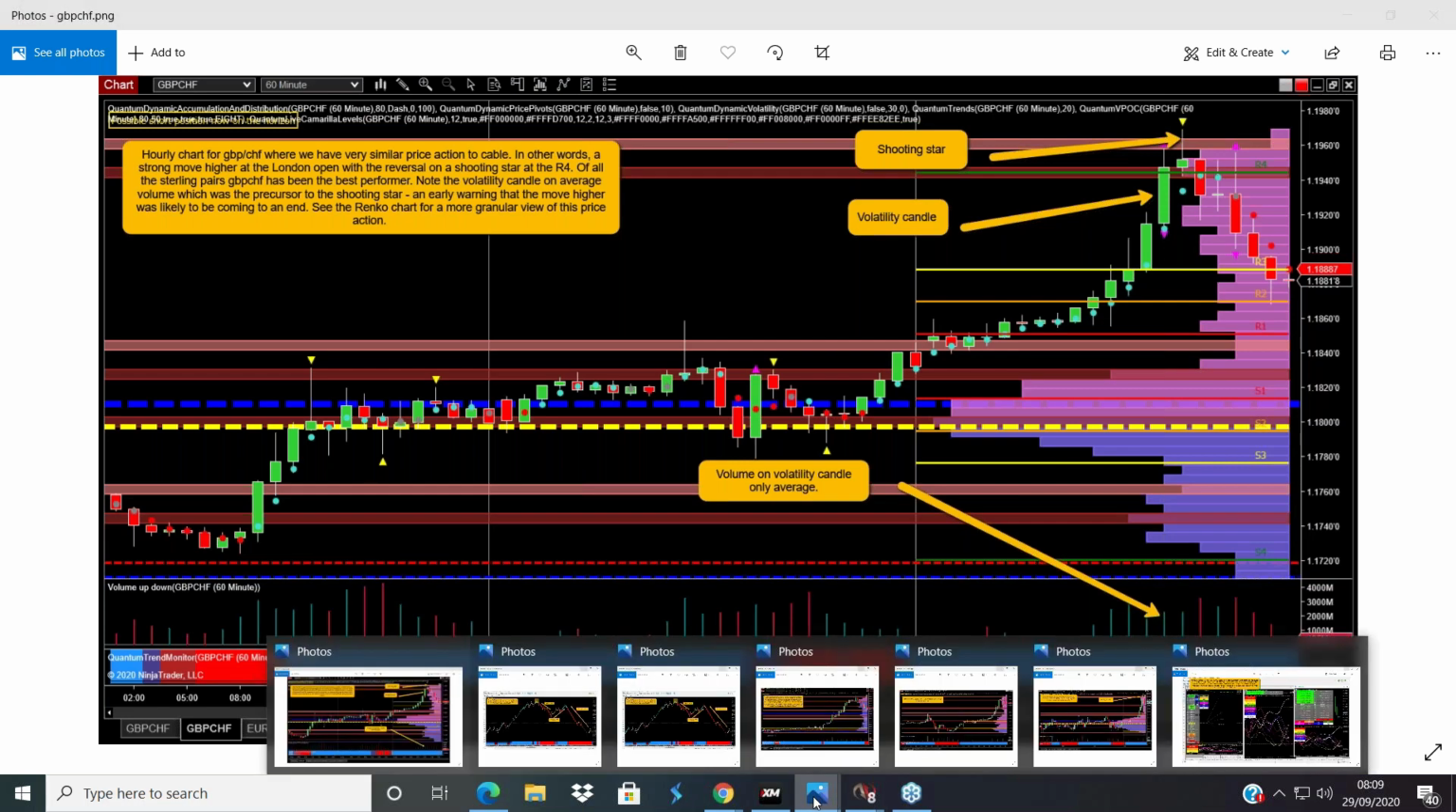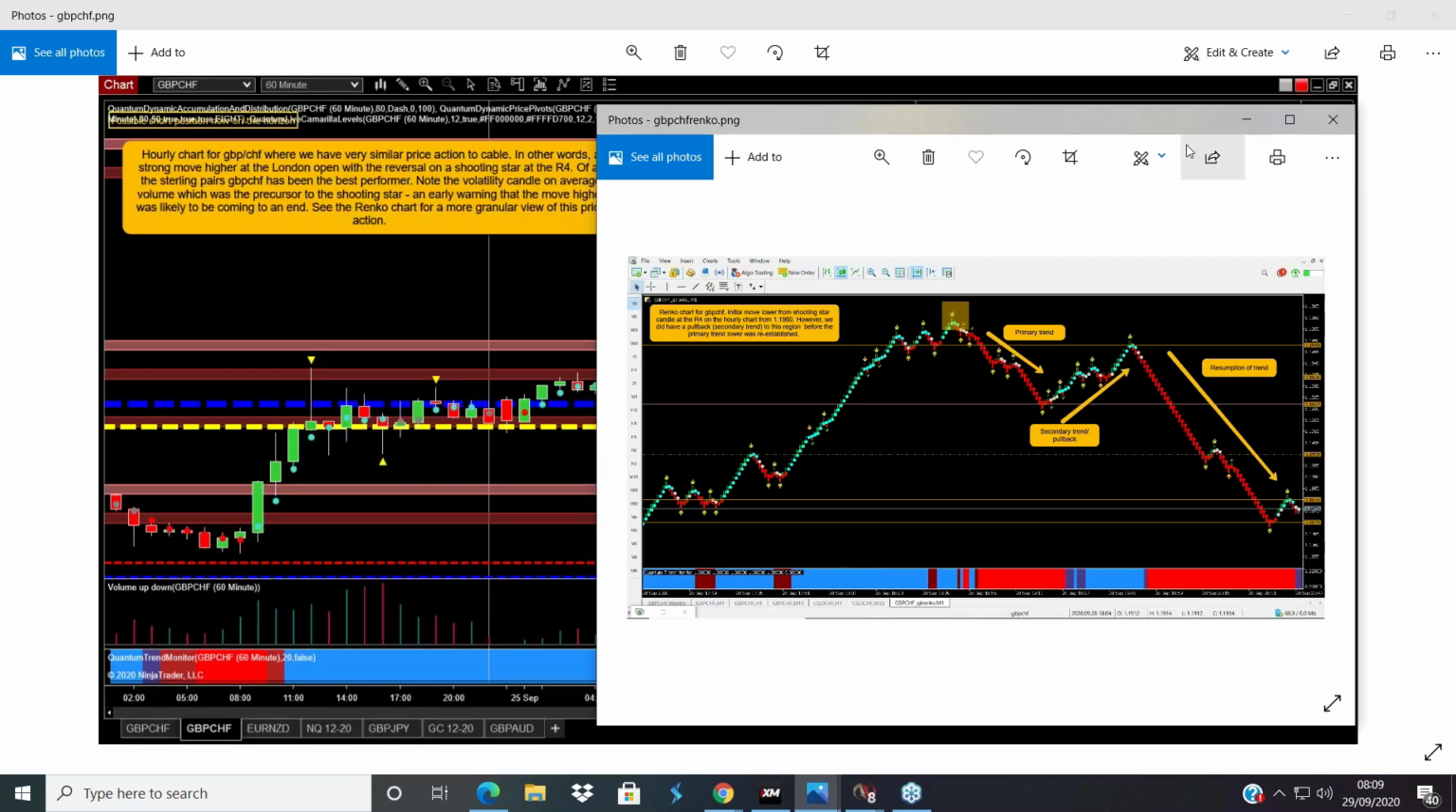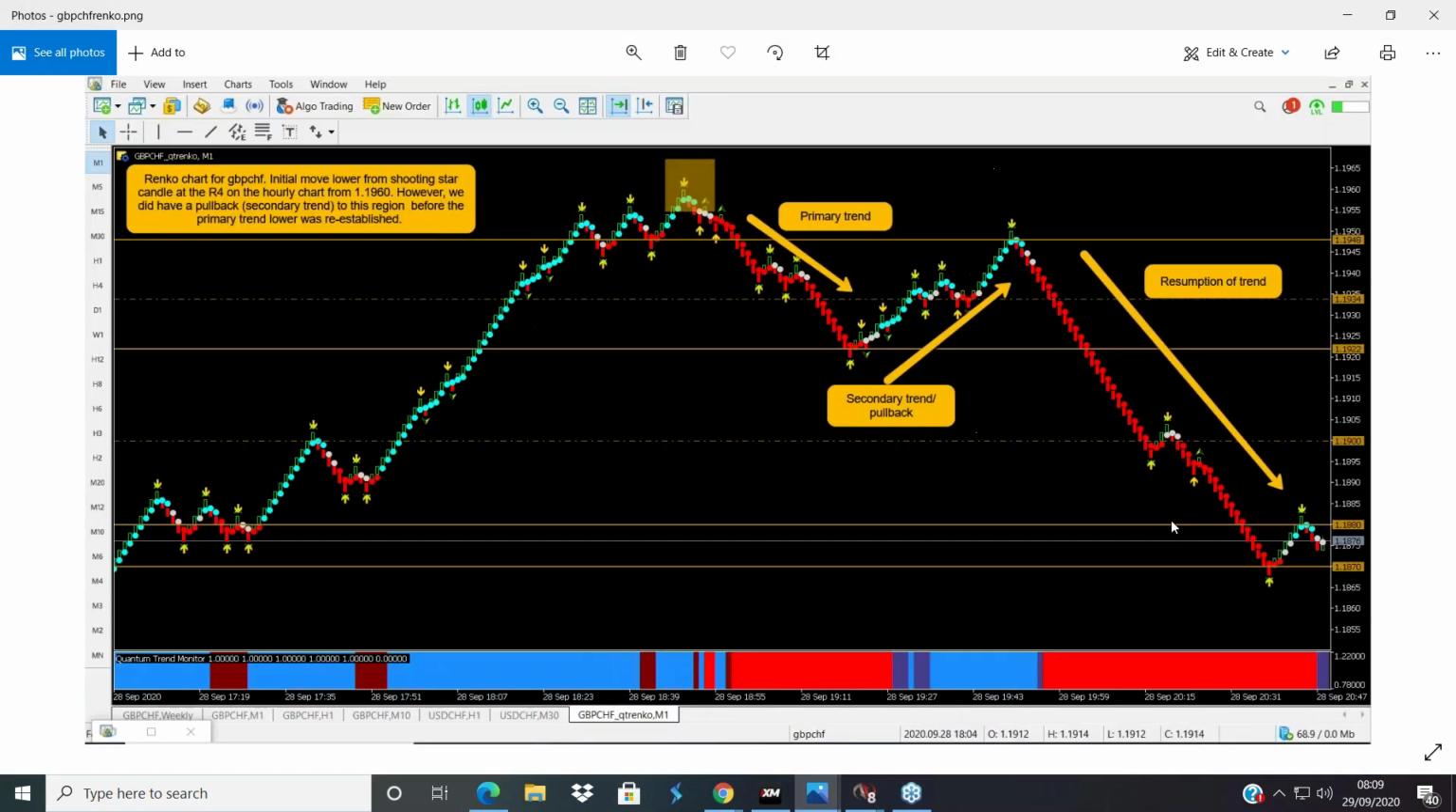Now, to put it more into context and give us a better idea, what I actually did, I went right down. This is the Renko chart for that piece of price action on the 60-minute chart. And what you will see is, this is the initial move lower. This is in the area of where we had the shooting star candle. We did actually have the reversal. It was at 1960, and it did start to roll over.